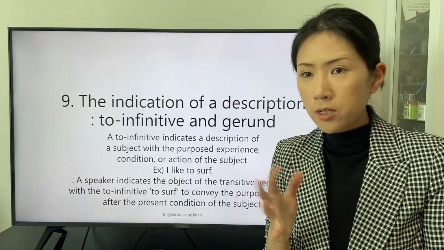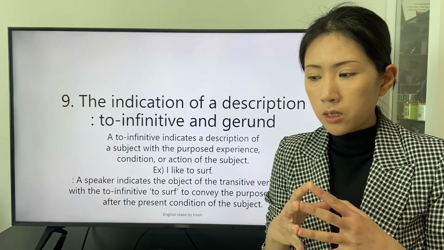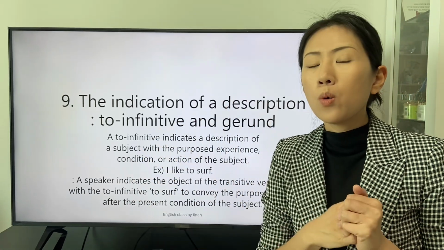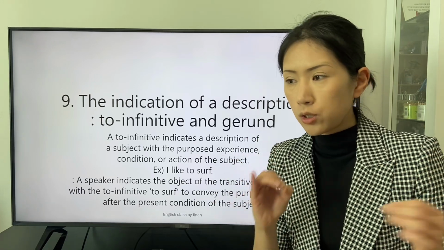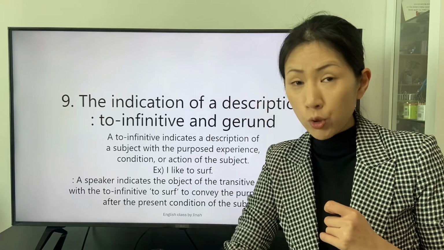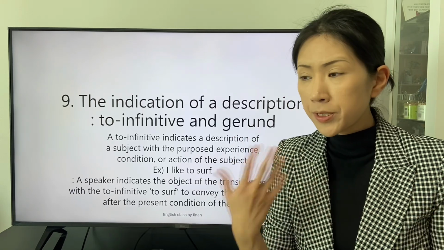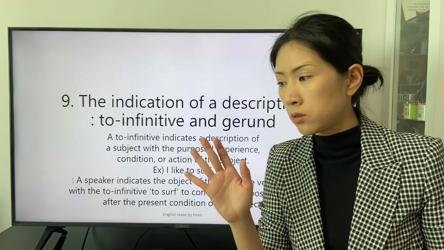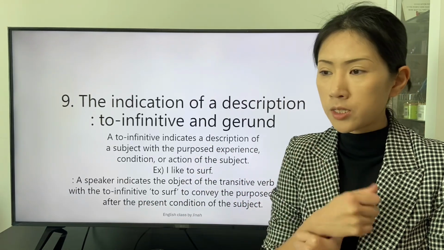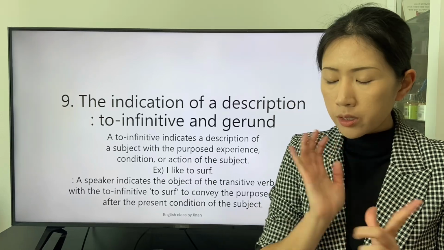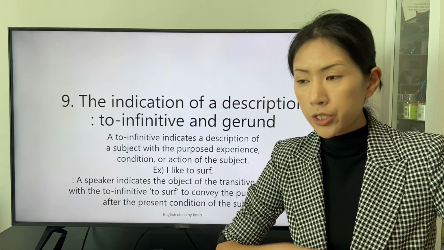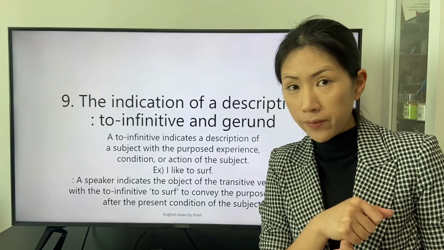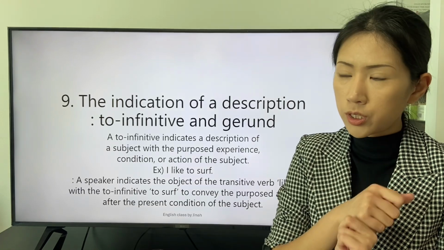We've studied about the nouns to indicate an object. This time, we will study about the indication to a description. A description is metaphysical because a description about a subject is about an experience, a condition, or an action. The experience, the condition, or the action is indicated by the to-infinitive or the gerund.